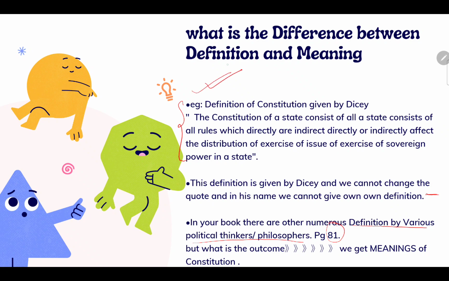Now this definition also has an outcome. What is the outcome? Ultimately we get the meaning of constitution or other important concepts from having definitions of different concepts. Whenever the question comes to define constitution, you need to quote somebody. But if the question is to write the meaning of a constitution, you can write it yourself based on your understanding.